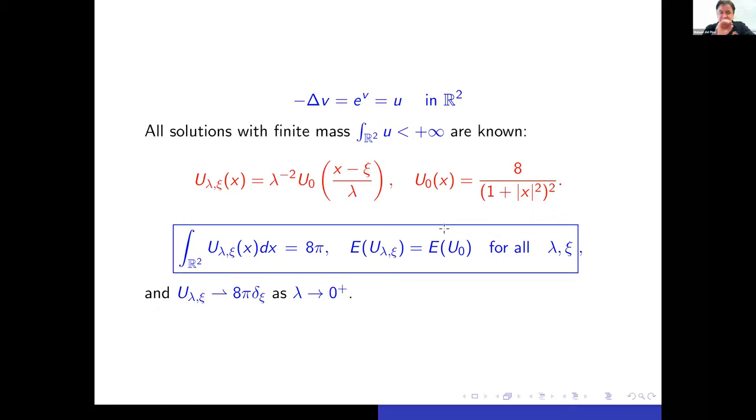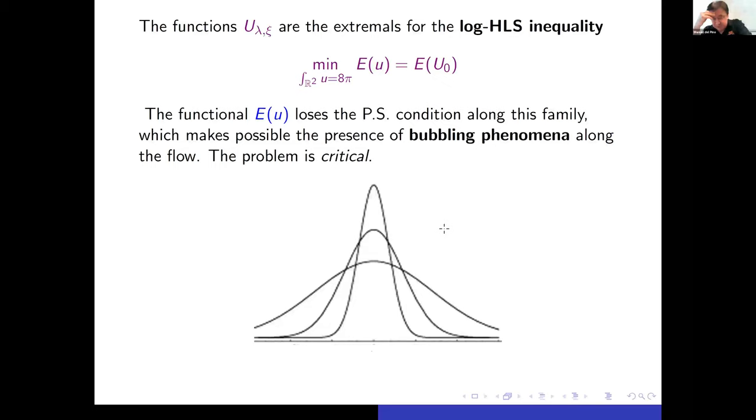Okay. Let me point out something that I will not really use, but it's interesting to have in mind: these functions, u lambda xi, are extremals for an optimal inequality concerning the entropy functional, the associated Lyapunov functional. In fact, these functions minimize the entropy functional that I showed you before under the constraint that the mass is exactly equal to 8 pi.